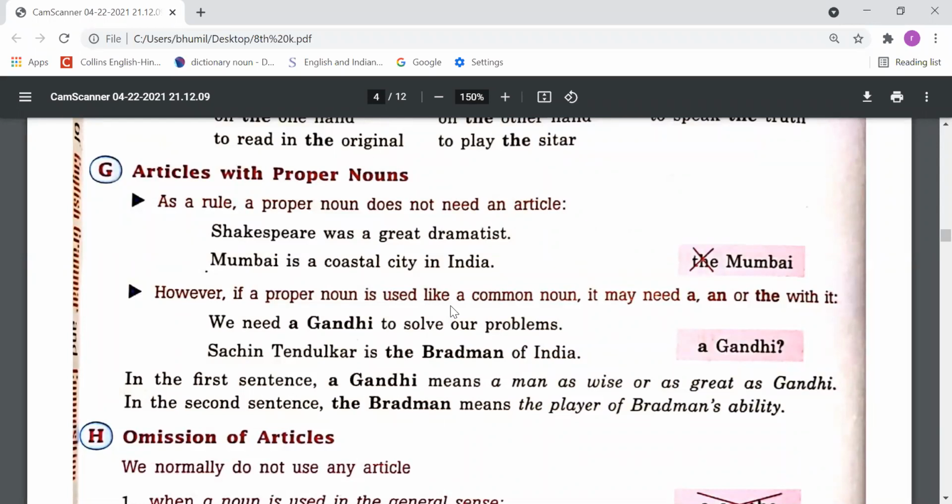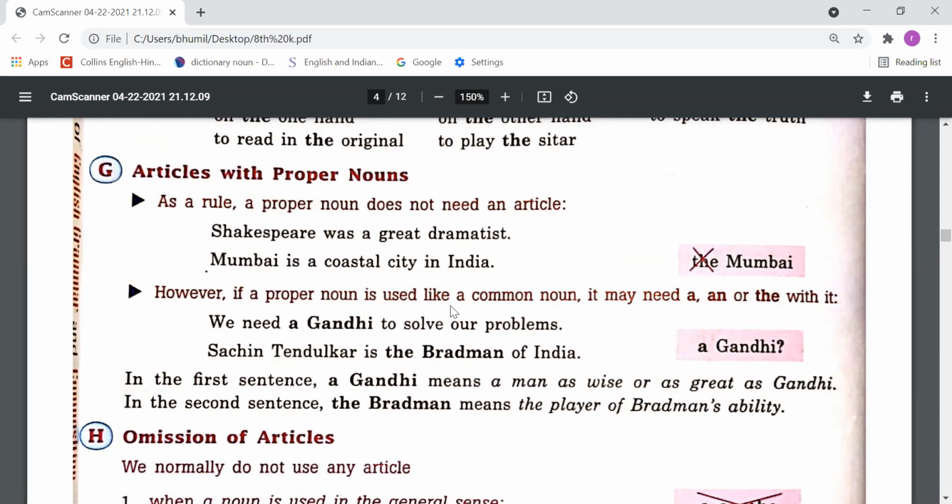Like we need a Gandhi to solve our problems. We are not talking about a particular Gandhi. We are talking about a person who has the skills, the intelligence, all the things like Gandhi. Sachin Tendulkar is the Bradman of India. We are not talking about that Bradman, we are talking about the qualities of the Bradman. So when we are representing the quality of someone, we can use the with the proper noun also, right?